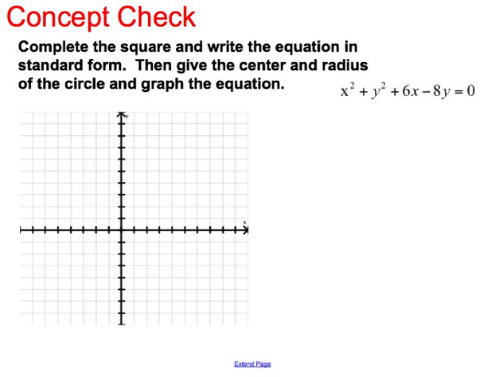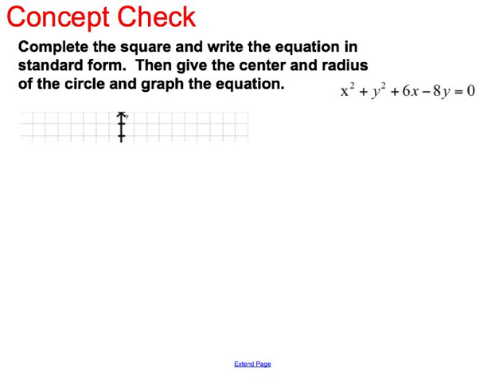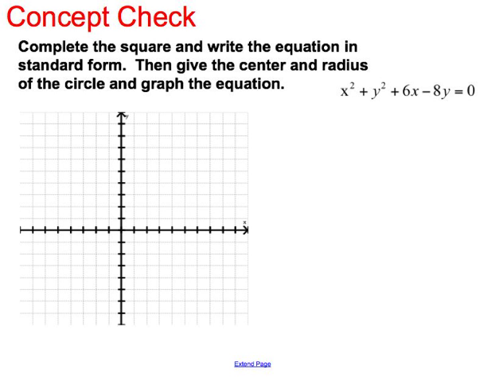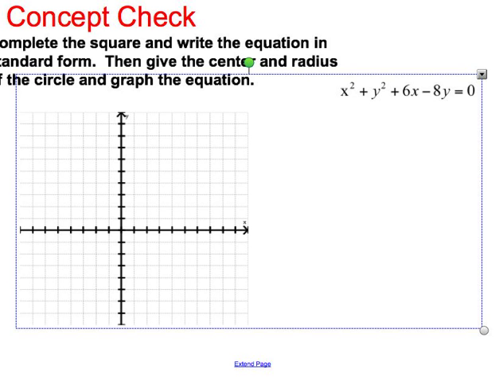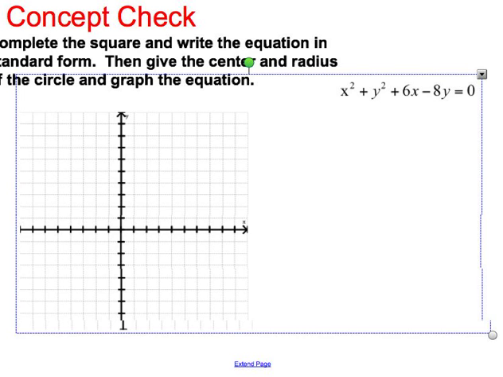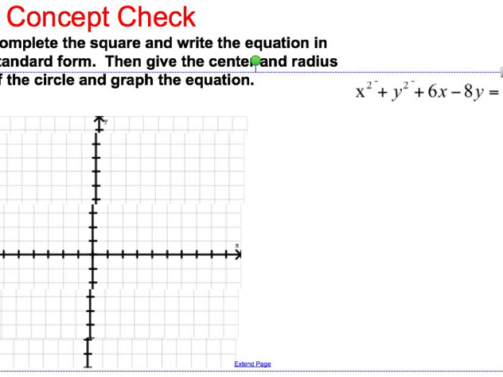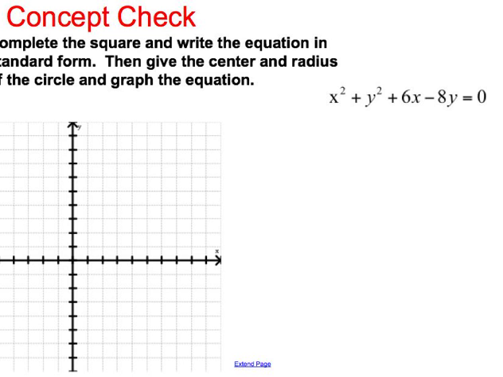So now your job for your check is to try and complete the square for the following problem. I'll make it a little bit bigger for you. And make a quick sketch. So be sure to bring that into class with you the day the video is due. Complete the square and write it in standard form, then give the center and radius. There is a Google form for this video, so make sure you complete the Google form online and submit your answers before class.